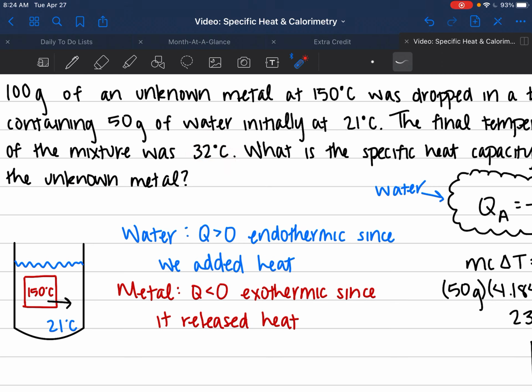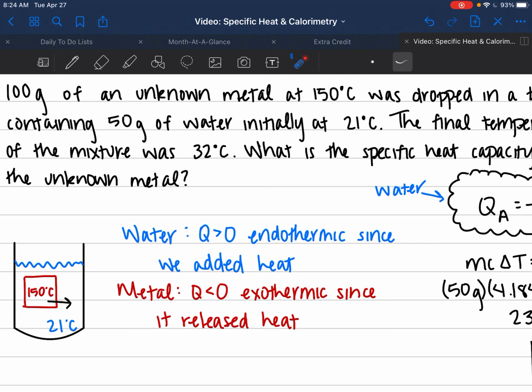So what does that tell us? The water's temperature is going to increase. It's gaining heat energy, so it is considered endothermic. That Q is going to be positive. The metal, on the other hand, is losing heat. It's giving away that heat to the water and releasing it. So our Q will be negative.